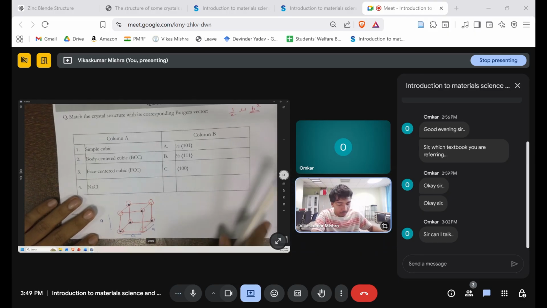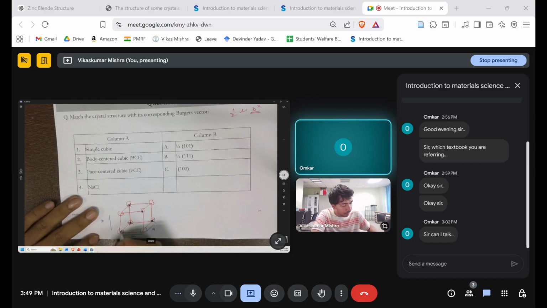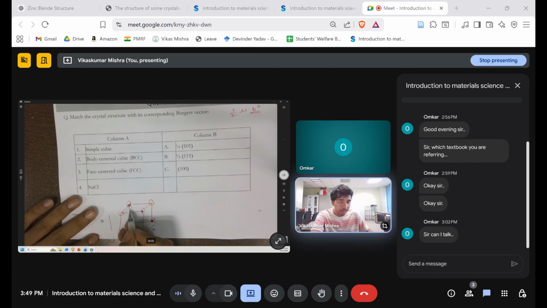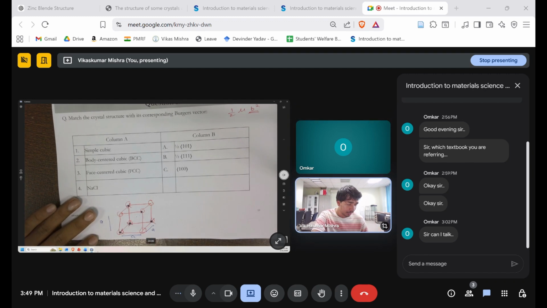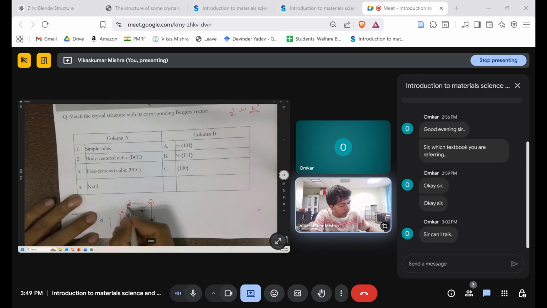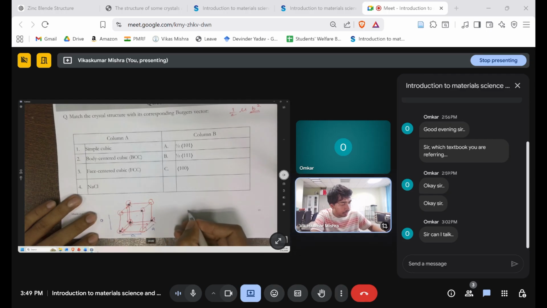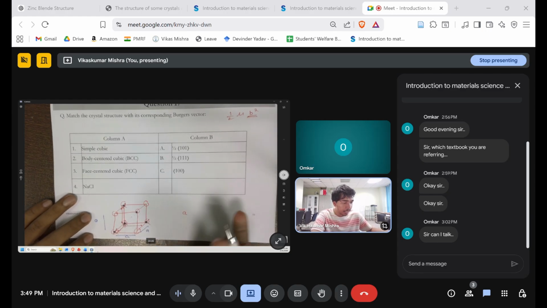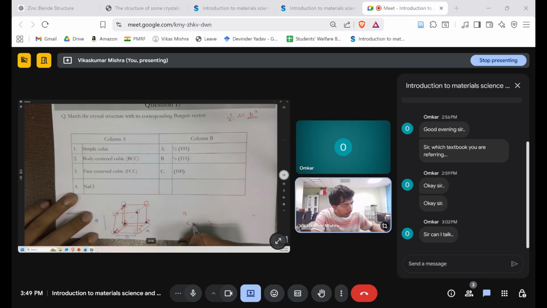Let me mark with the red. And again, behind will be there, this side will be there, and this side will be there. Now, what is this distance? It is nothing but the lattice parameter A. So for the Burgess vector, we need the magnitude as well as the direction. The magnitude is from the lattice translation, A divided by A.